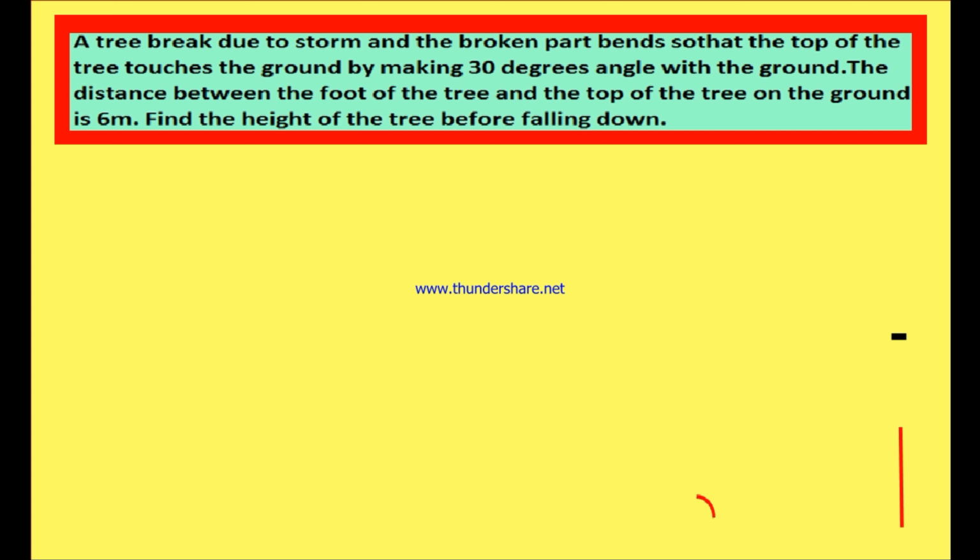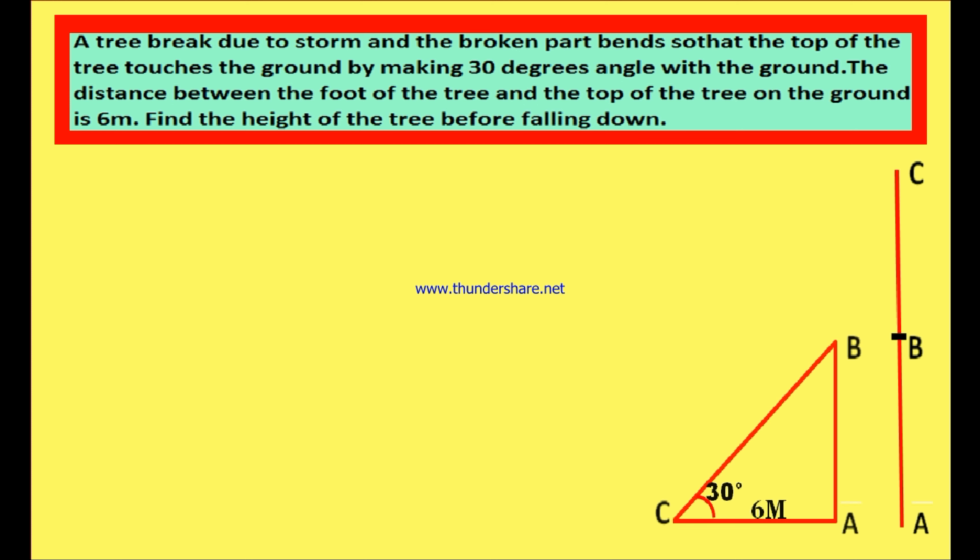Here is the question, of course, and you see this is the tree before falling down and ABC is the actual height and this tree is broken at point B. Now a triangle is formed when this tree is broken down and the top of the tree reaches the ground. The broken part of the tree BC makes 30 degrees angle with the ground and this C is at a distance of 6 meters from the foot of the tree.